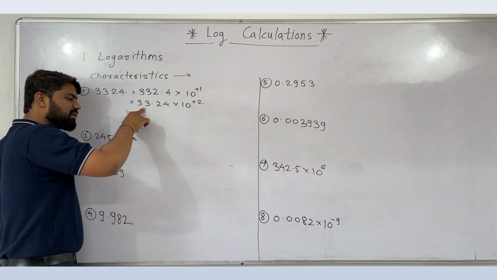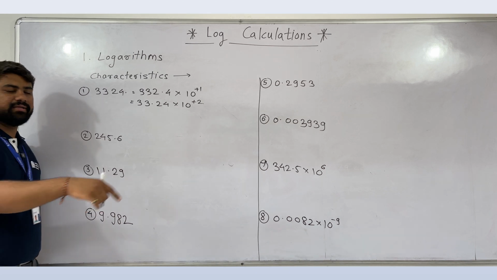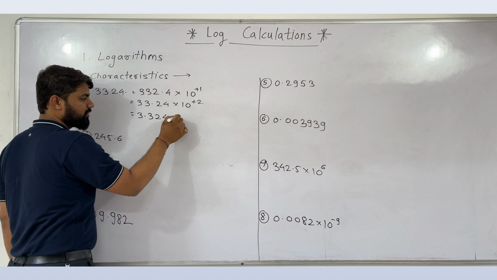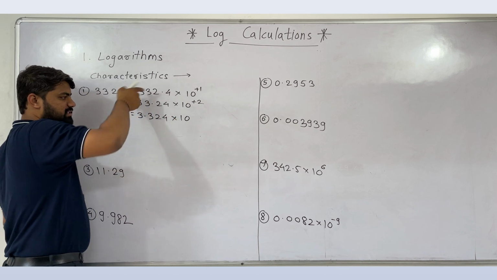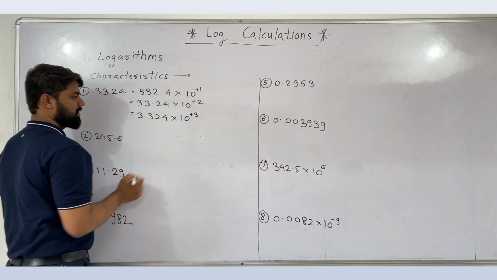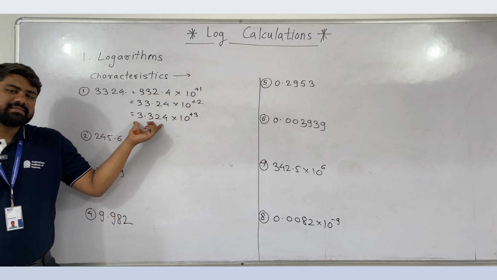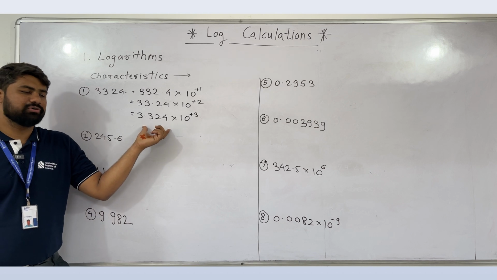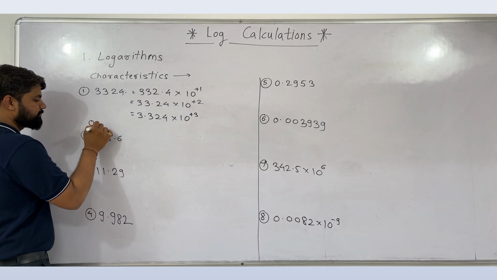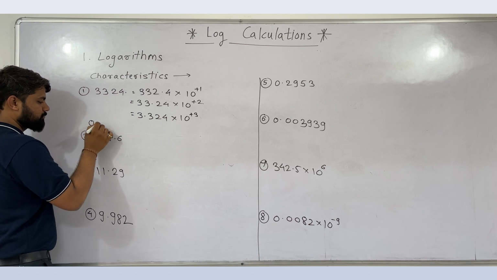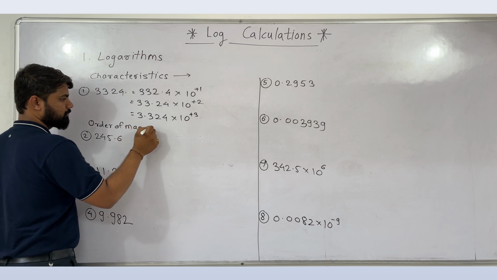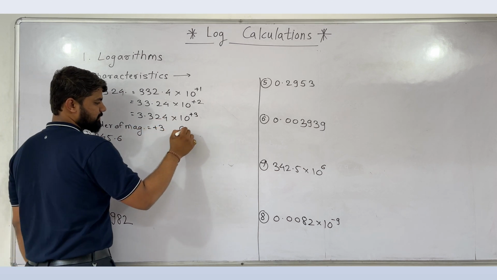Again, this number 33 is again more than 10. So, we will write this as 3.324 into 10 to the power. Decimal point is shifted by 1 digit. Then power will be again increased by 1. Now, as you can see, this number is between 1 to 10. So, this power becomes its order of magnitude, as well as characteristic.